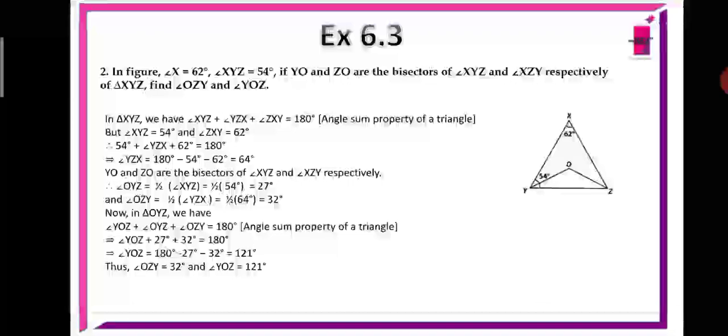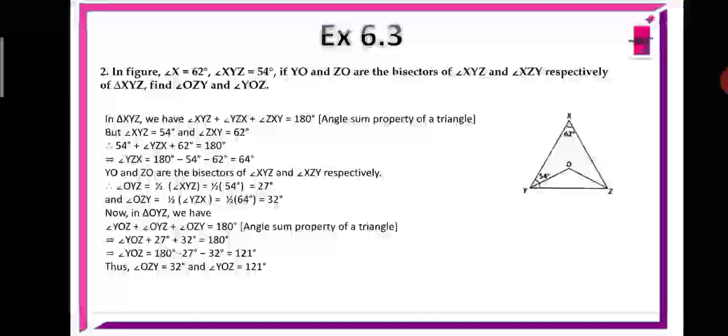Now in triangle OYZ, you can see the triangle down here, we have three angles, that is again the angle sum property of a triangle. The sum of three interior angles of a triangle equals 180 degrees. That is angle YOZ plus angle OYZ plus angle OZY equals 180. Now we know the two angles, substitute them. Then you will get angle YOZ plus 27 plus 32 equals 180, because OYZ equals 27, OZY equals 32.